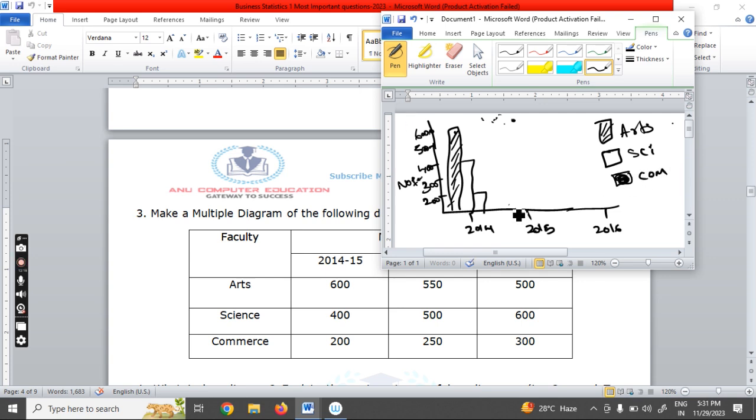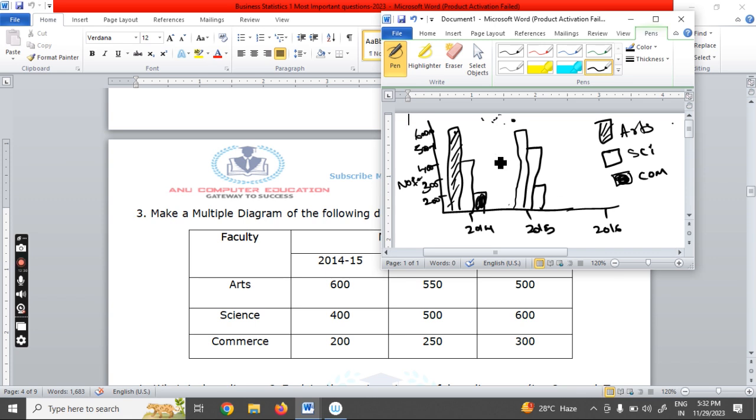Okay, now similarly you have to draw 2015 also. In 2015, arts is 550, somewhere you will get it. Next draw the science bar, which is 400 now. And next commerce is nothing but 200. So I think it is clear to you. Similarly you need to draw for 2016. So like this you have to draw.